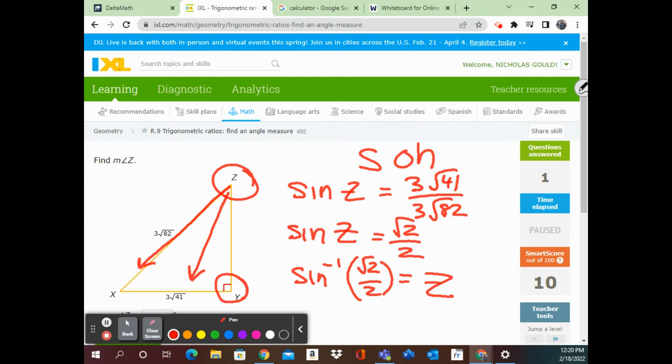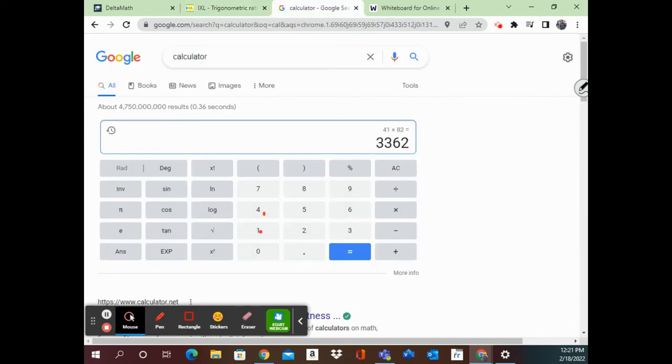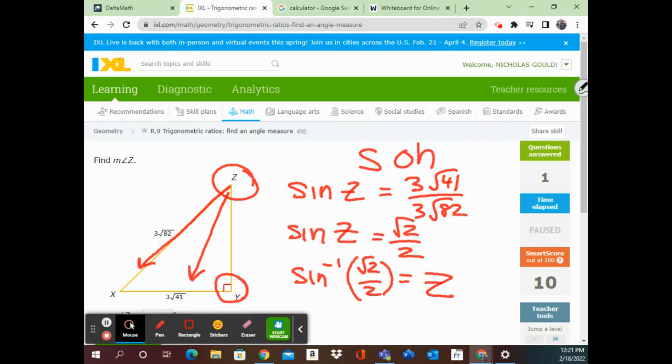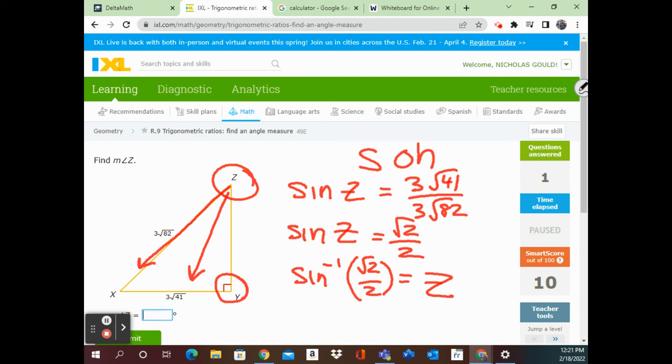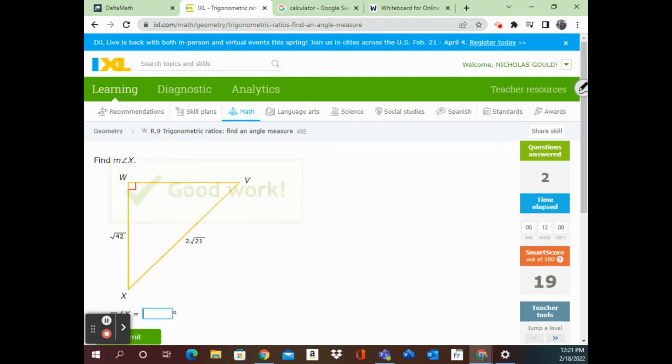And this is probably going to give us an angle measurement of 45 or 60, one of those two. But let's actually go through the calculator to see it. So we do sine, inverse sine, square root 2, parentheses, divided by 2. And it gives us an answer of 45, right? So then I just go ahead and type my answer into the screen, 45 degrees, right? And it tells me good work, good job, right?